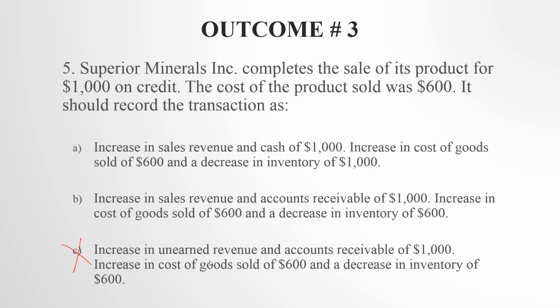Let's look at A. Increase in sales revenue of $1,000, that's correct. Increase of cash of $1,000, that's wrong. That's because we haven't received the cash yet. It was a sale on credit. Furthermore, A says that there was a decrease in inventory of $1,000. It should actually be $600 because the cost of the product sold was $600, which makes B the right answer. Sales revenue and accounts receivable went up by $1,000. Cost of sales was $600 and inventory went down by $600. B is therefore the right answer.